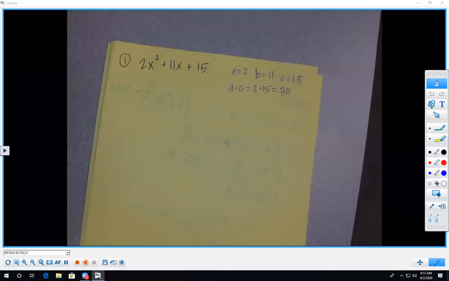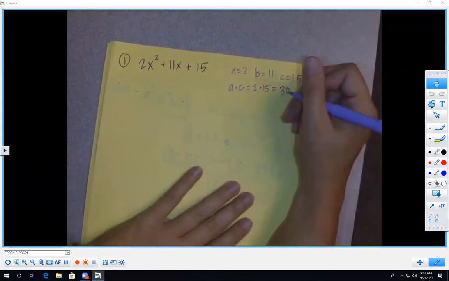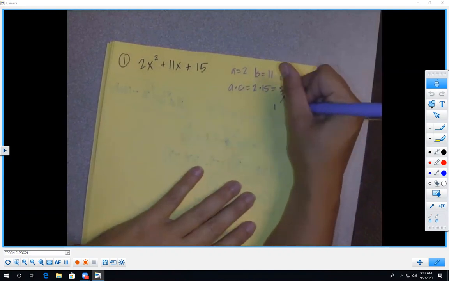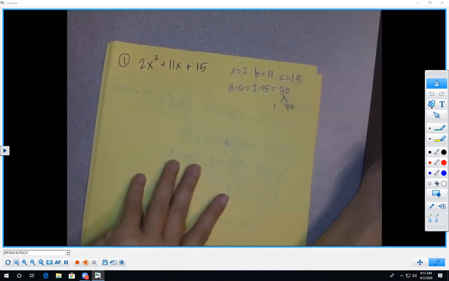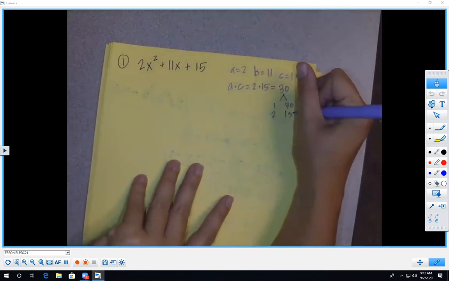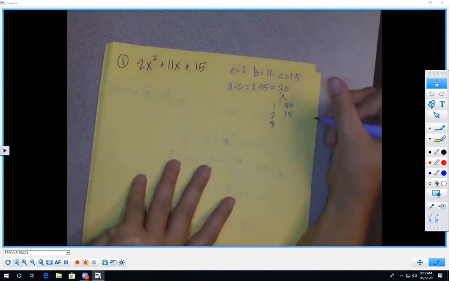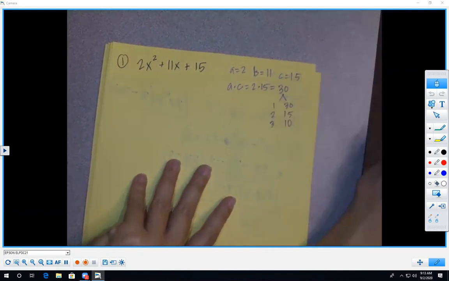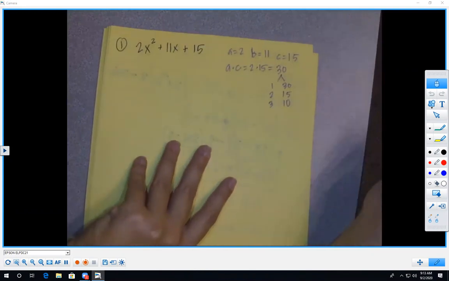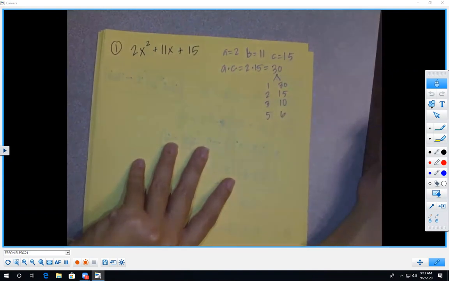So then I want to break down 30 into all the different options of things that multiply to give me 30. So one option is 1 times 30. What's another option? 2 times 15. What else? 3 times 10. There's one more. 5 times 6. So those are all the options that multiply to give me 30.